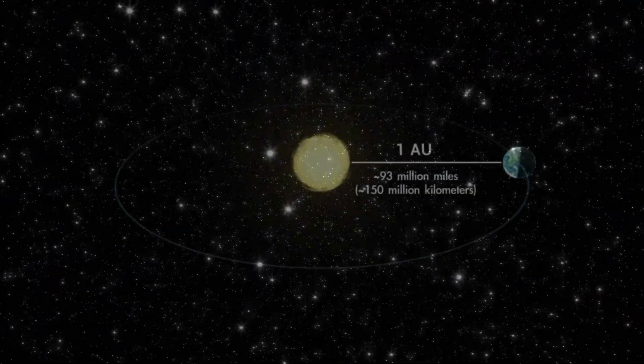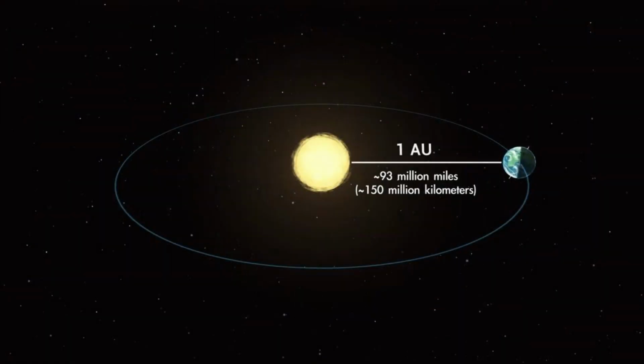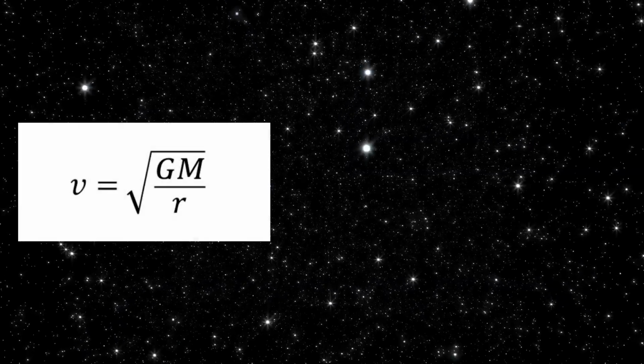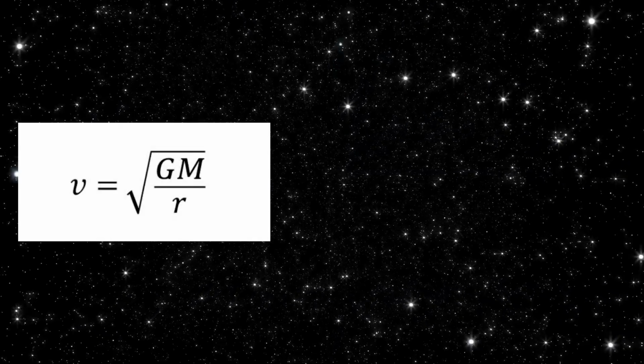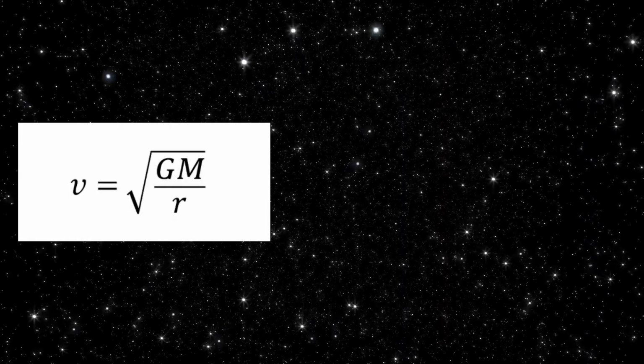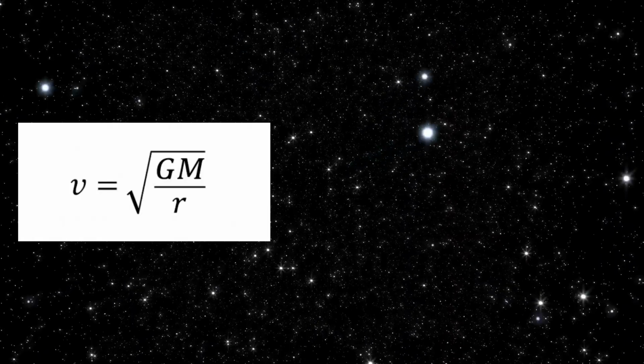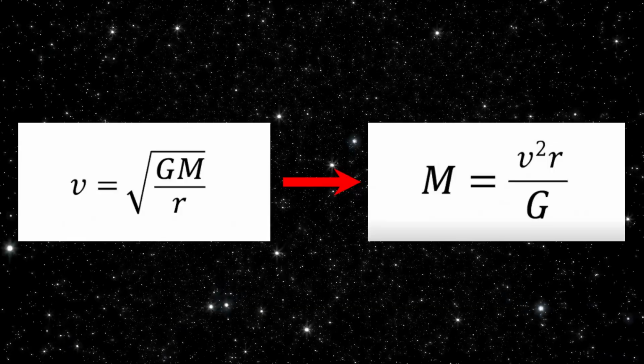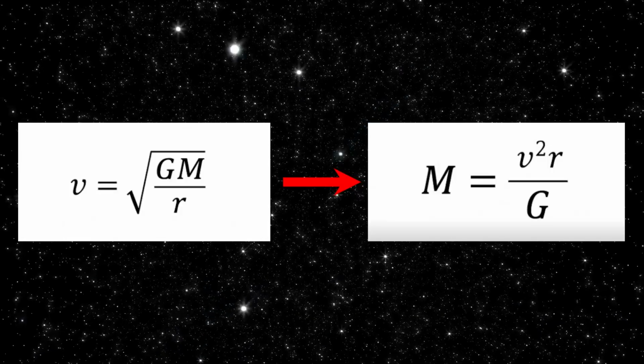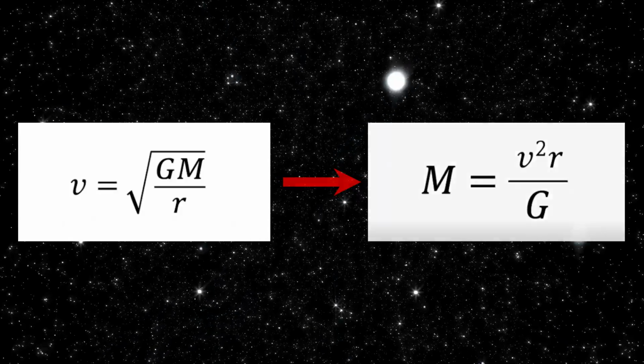We've used this method to weigh the Sun for centuries. We know the Earth's distance from the Sun. We can measure how long it takes to complete one orbit. From that, we calculate its orbital speed. Then we use this formula. The orbital velocity equals the square root of G times the mass divided by the radius. Solving for mass gives us mass equals the velocity squared times the radius divided by G.